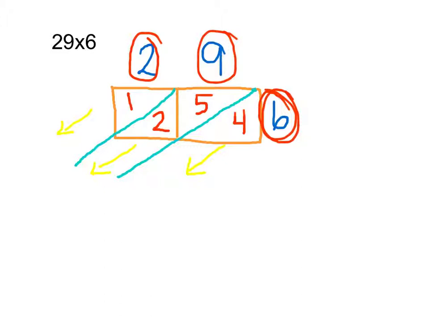So in the first column, you have 4 plus nothing, which equals 4. In your second column, you have 2 plus 5, which equals 7. And in your last column, you have 1 plus nothing, which equals 1. So your answer for 29 times 6 is 174.